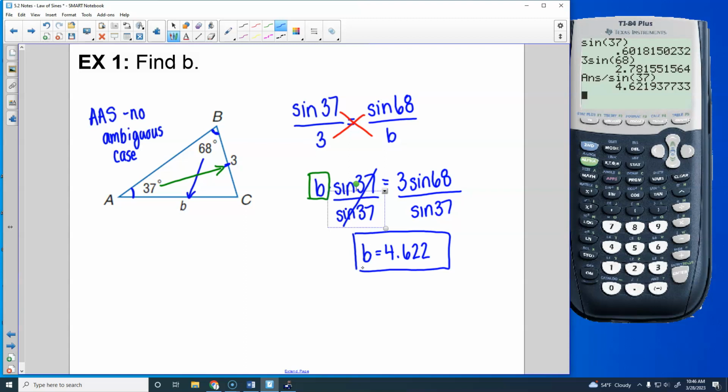Something to keep in mind to help you check your answers or make sure your answers are reasonable on this. Bigger sides are always across from bigger angles. So we could see 37 degrees, the side across from it was 3. So we would know the side across from B would need to be bigger than 3 because our angle here is bigger than 37. And this fits well here.